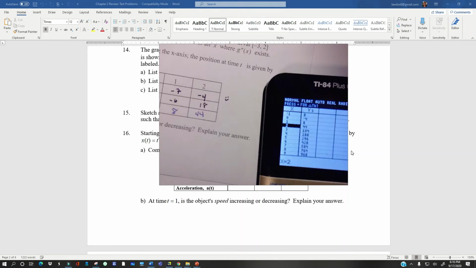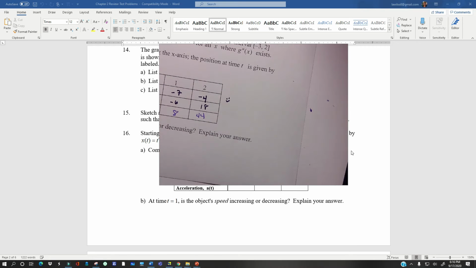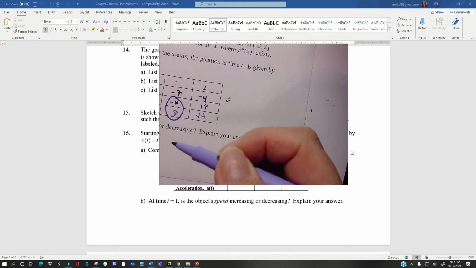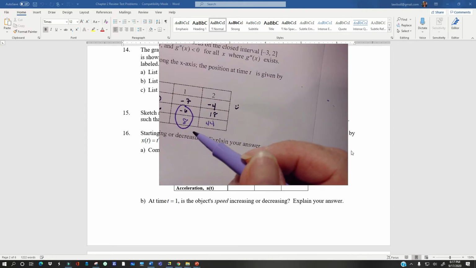So in part B, it says, at time equals 1, is the object's speed increasing or decreasing? Explain your answer. Okay, well, I'm going to look at time equals 1, and the thing I'm going to look at is the difference between the acceleration and the velocity. Why? Well, because when velocity and acceleration have different signs, then that means the speed is going to decrease. Okay? Really important.